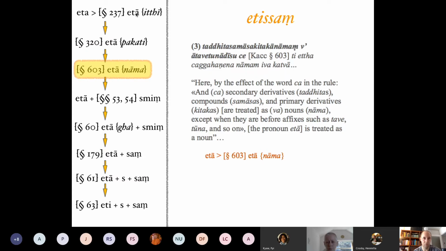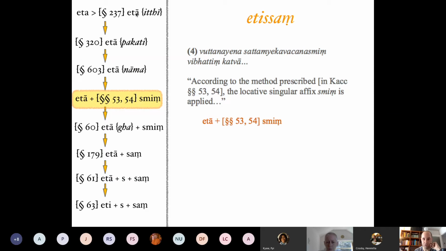And another rule that is preparing this form eta to be fully formed is 603. By this rule, eta is considered nama. Actually, eta is sabbanama, it's a pronoun, but in this case, we call it nama, and that means it can be subject to nominal derivation. It counts as a linga, and that leads us to a position where we know that the word eta is itti, that means it's feminine, is pakati, a natural base that can receive vibhaktis, and it's nama, so it can go through nominal derivation. It can get nominal vibhaktis. So we start then with the nominal derivation.